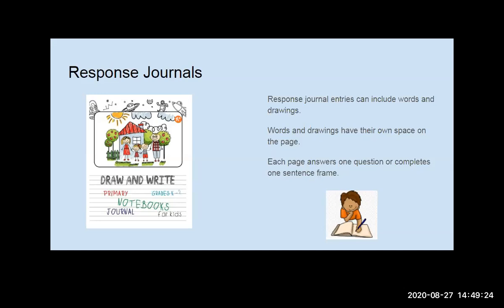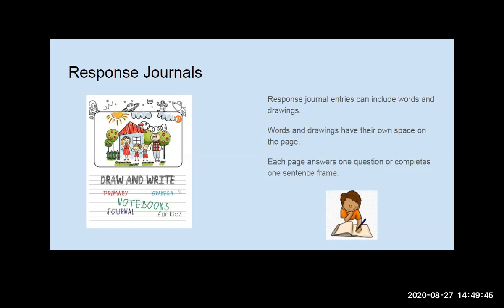Okay, so like they're going to have their own space, and each page only answers one question. So we're only going to have one activity per page in the response journal. The vocabulary journal, you're going to have 2 words on a page, but in the response journal, it's just one question per page.